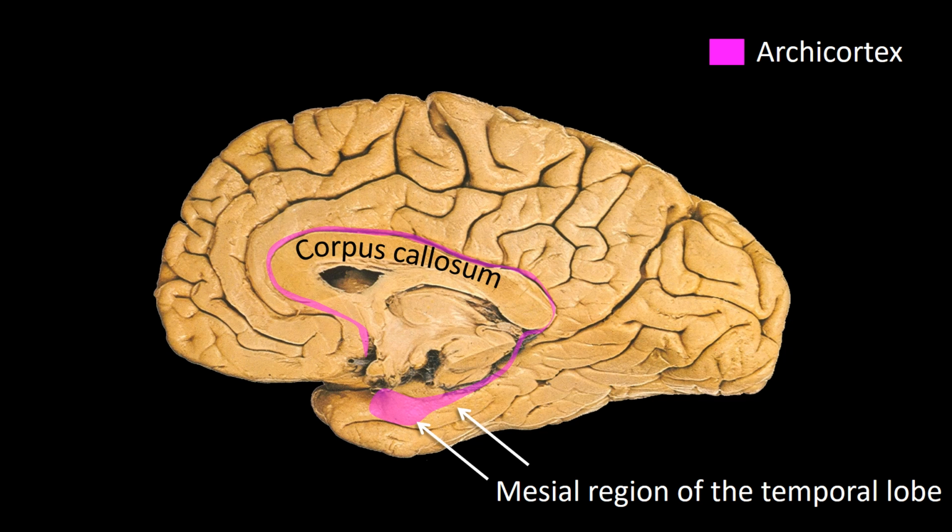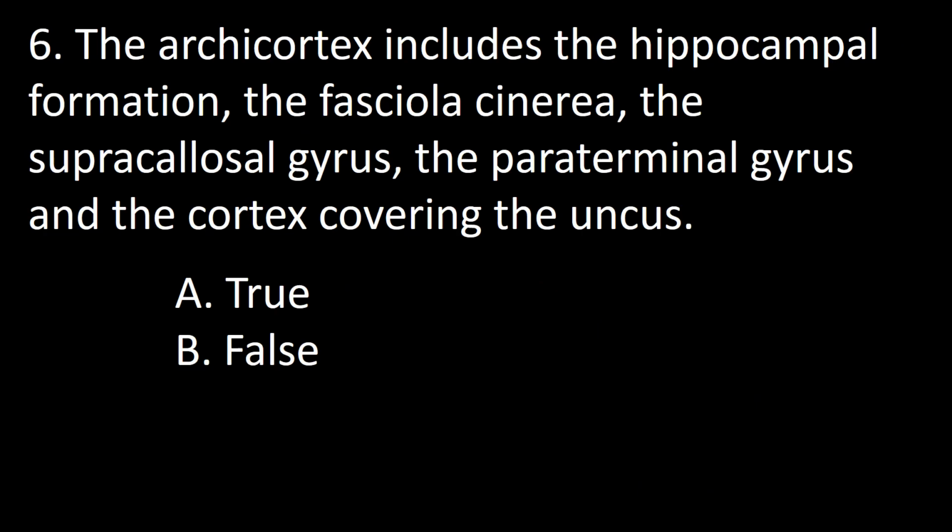Most authors I have read considered this region as being part of the archicortex, as it is indicated here. The area in front, the semilunar and ambient gyri, is part of the paleocortex, and the area behind, that is the entorhinal cortex, is a transitional area between the archicortex and the neocortex. Hence, it is often labeled as periallocortex. So the answer to this question is A.